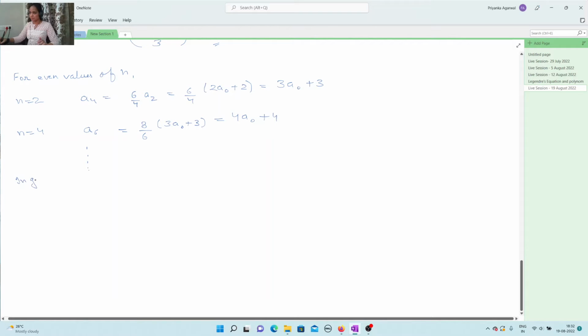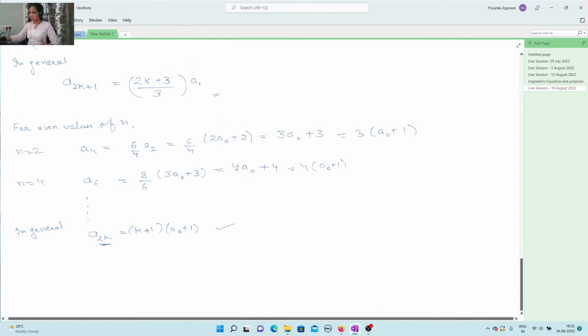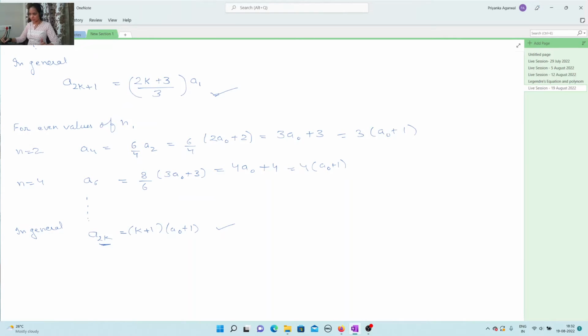So in general, a2k will be (k plus 1) into (a0 plus 1). See, this is 3a0 plus 1. This is 4a0 plus 1. So this pattern will carry on, and for any general even term, that is 2k, if you put any k here, this will be (k plus 1)(a0 plus 1). Now if we put this and this together, what we will have is the final power series solution.